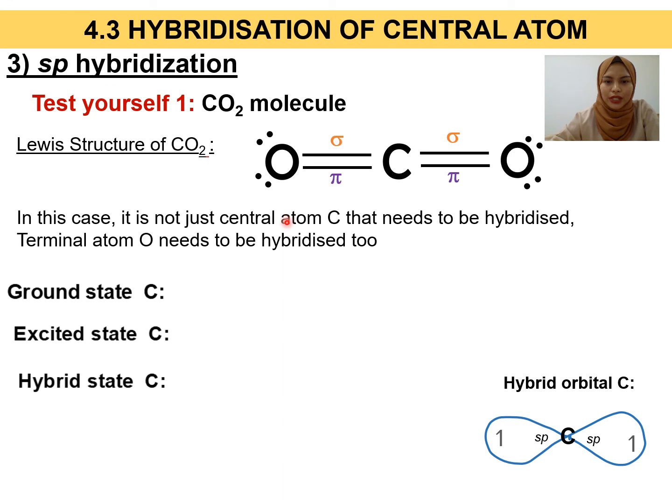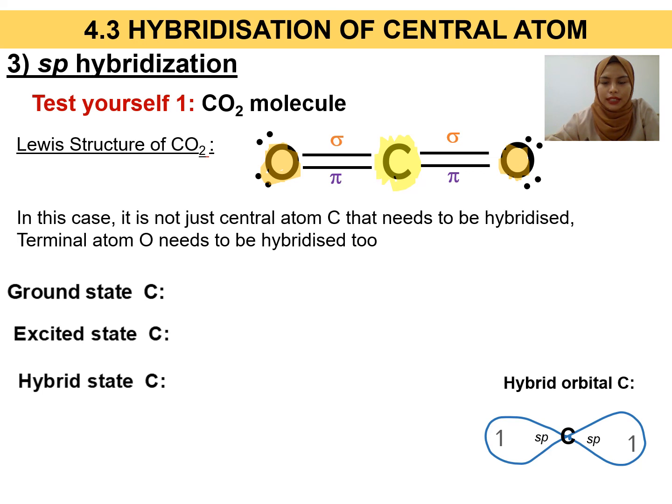For this one, why don't you try this one? Okay, for this one pun, since that you punya terminal atom tu oxygen and dia ada double bond kat situ, therefore you need to hybridize your terminal atom as well. Okay, so for example, Miss bagi hint sikit lah. This is the central atom. Central atom carbon ni memang kamu kena hybrid juga, and then the terminal atom oxygen ni pun you need to hybrid it as well.